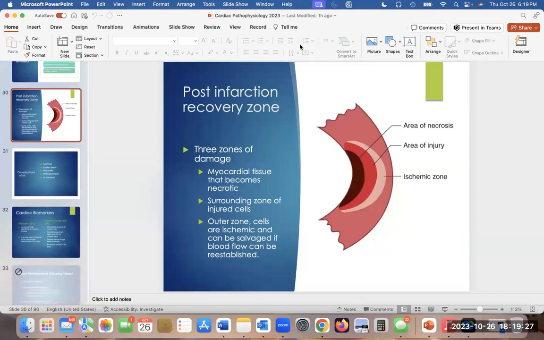And it's this outer layer that apparently I'm reading in here is where it's ischemic and the blood flow can start to be salvaged again. So that's where I'm seeing this. I don't really know anything about it, but I'm just reading it from the slides. Okay.